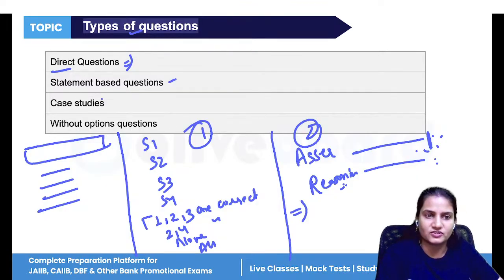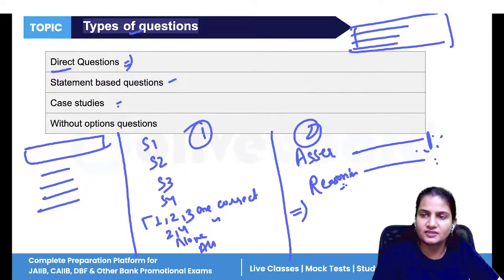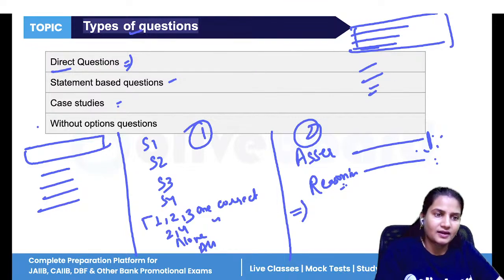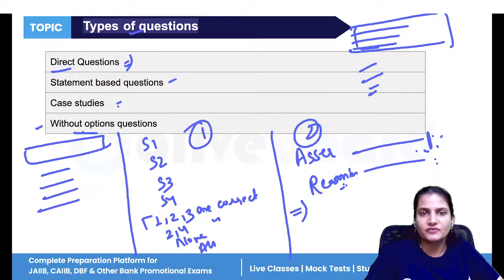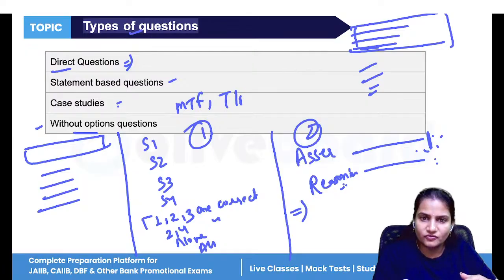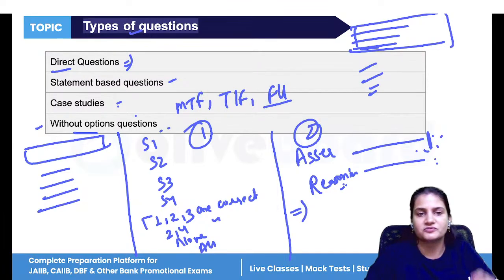So that is the statement based question. Now, a case study question is one where a paragraph of 6-7 lines is given to you, and questions are put from this paragraph. That is a case study question. Next, without option questions are where there is no option given to you, like match the following, true false questions, then fill in the blanks questions. So these are without option questions.